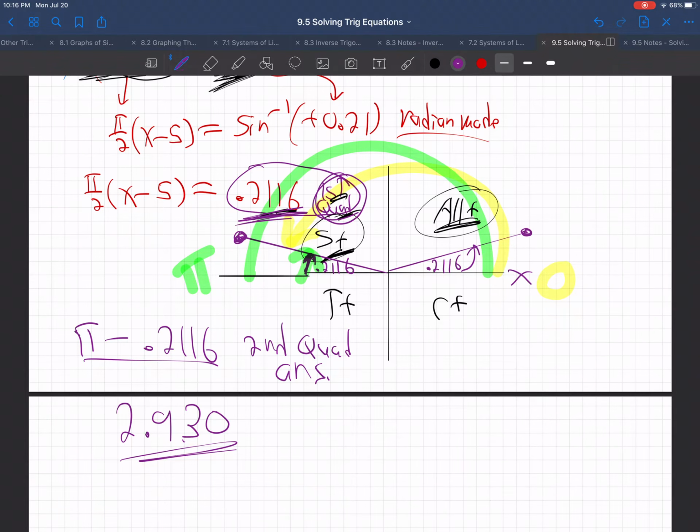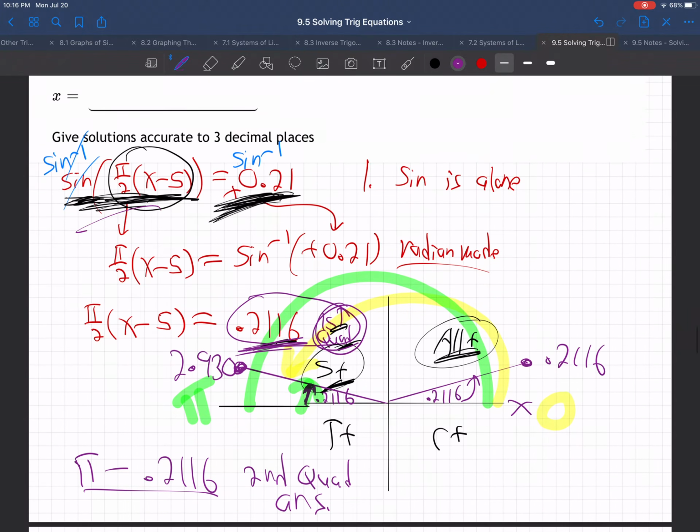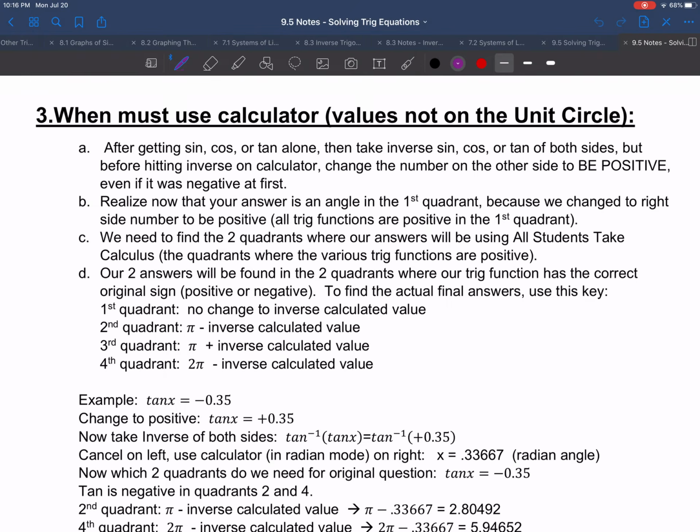Here's the first quadrant answer. This answer is 0.2116. This one's 2.930. Those are the two places where the sine of that crazy inside, we're not done yet, equals positive 0.21. Let me show you that on the notes. Here's what I just did. If you're in the first quadrant, no change. If you're in the second quadrant, pi minus the value. That's what we just did. First said do nothing, second said take pi minus. You don't have to memorize that. You can put these right in your notes for the exam.